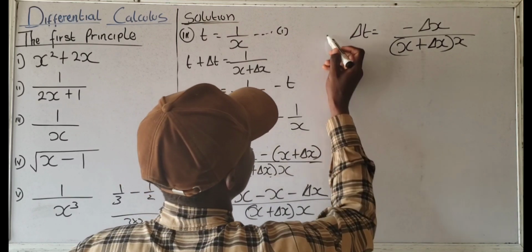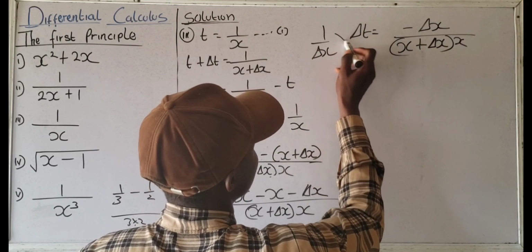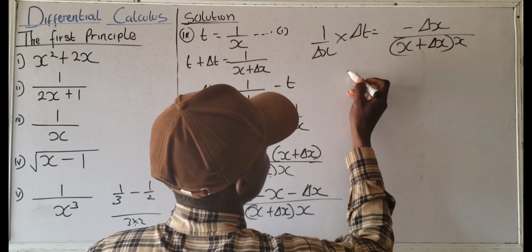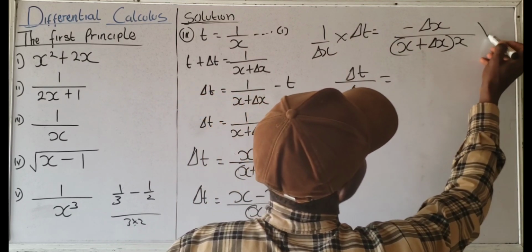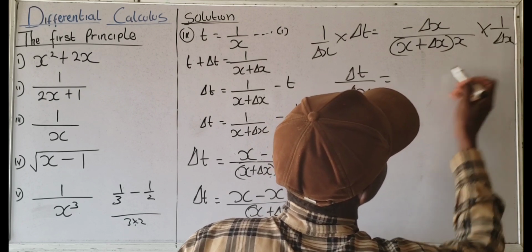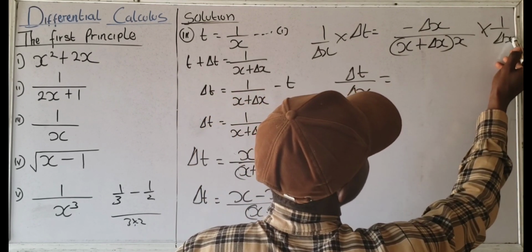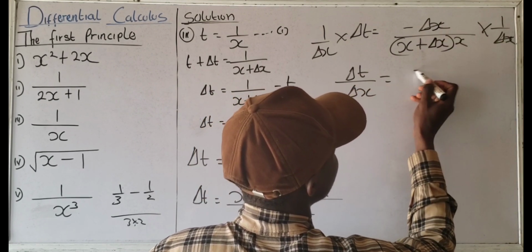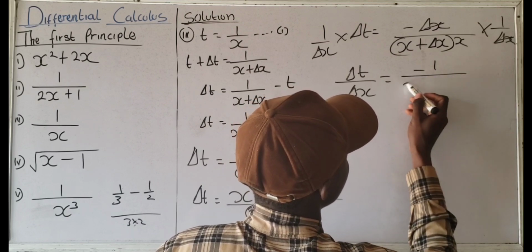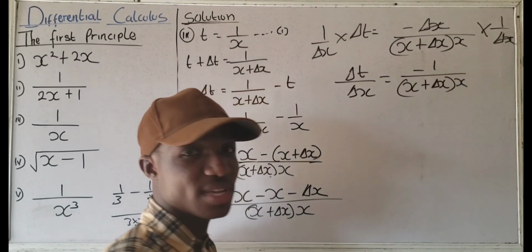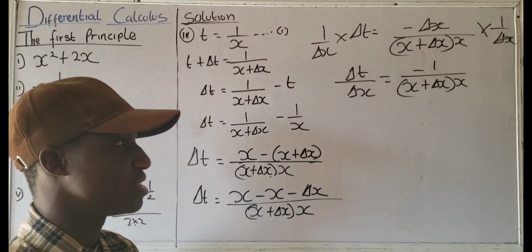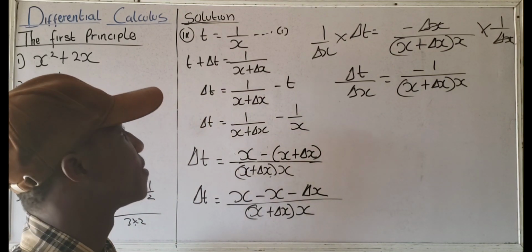x. It's just like saying 1 over delta x multiplied by delta t. I'm going to have delta t all over delta x, and this multiplied by 1 over delta x, you understand. This delta x will cancel this delta x, so I'm left with negative 1, negative 1 all over x plus delta x multiplied by x. You can see that I've not done anything, you understand. So that is it. You just have to pay attention, you're going to understand.